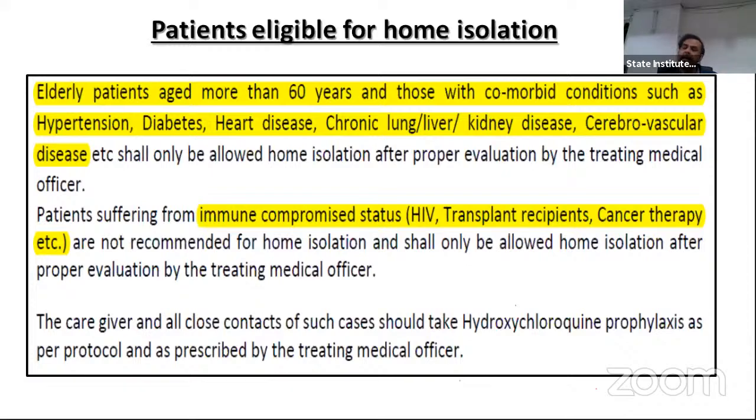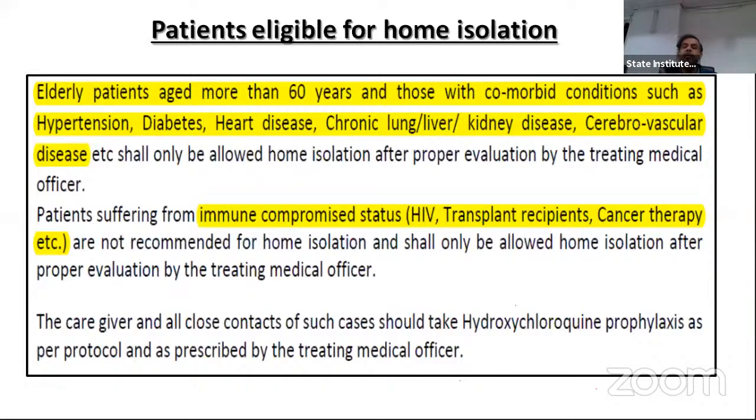So ideally, this category of patient should be subjected to hospital admission, preferably DCHC, if the patient saturation is maintained and no breathlessness. However, if the patient wants to remain home isolated, then the decision should be taken by the physician after examining the patient. And you have to look whether the underlying comorbidity is controlled or not. That's very important. The comorbidity must be controlled and then you may allow the patient to undergo home isolation.